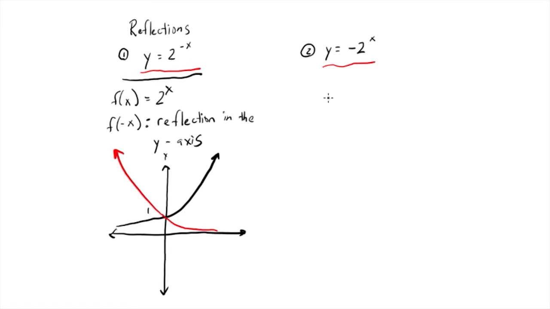So in the second case, we see that we are multiplying the function by a -1. So in fact, we have a negative f of x, and this will cause a behavior where we reflect in the x-axis.